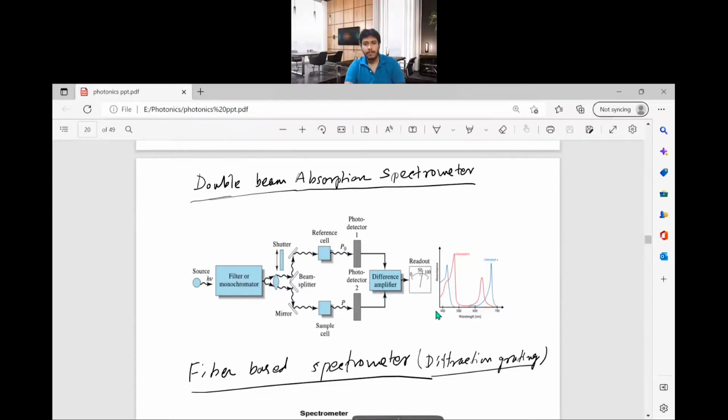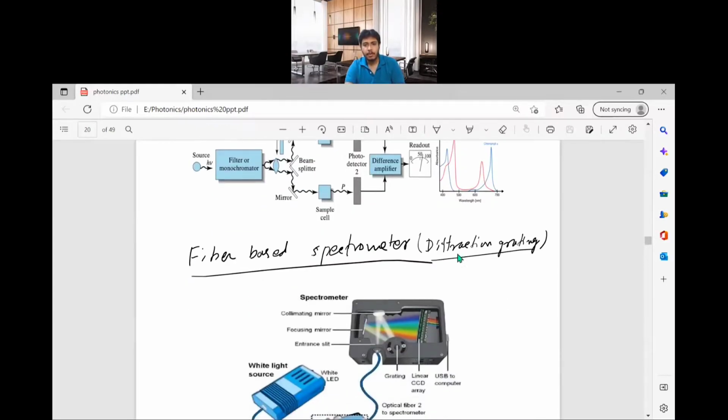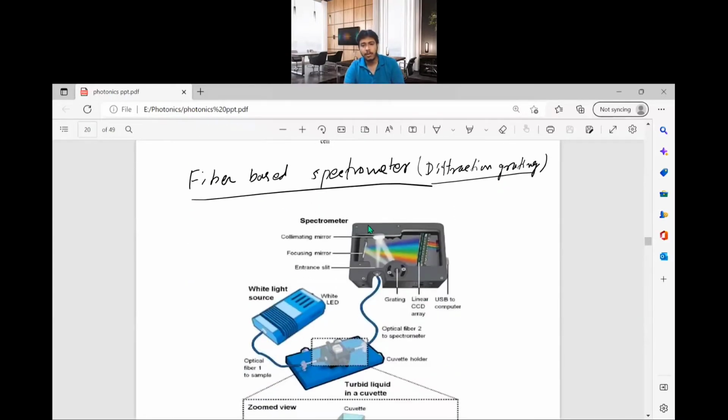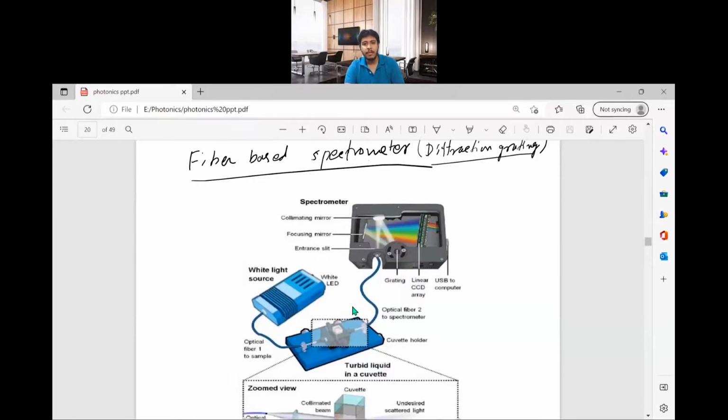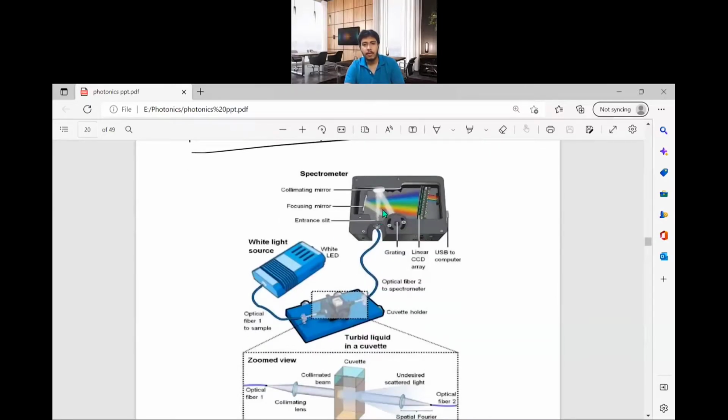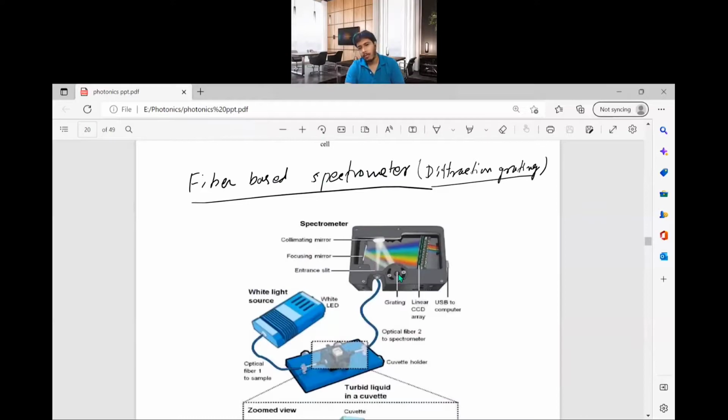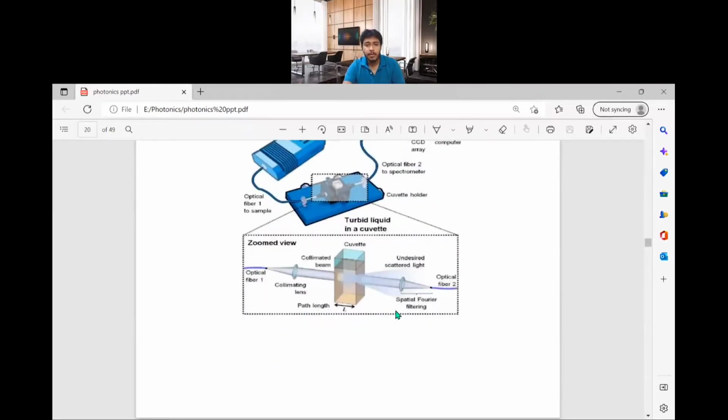Another application is the fiber beam spectrometer using the diffraction grating. We have already discussed that the diffraction grating can be used in a spectrometer. If the light travels through here, it is reflected back and passes through the grating. Different wavelengths of light will be diffracted at different angles, so you can get the spectrum of the light. So it can be used as a spectrometer.